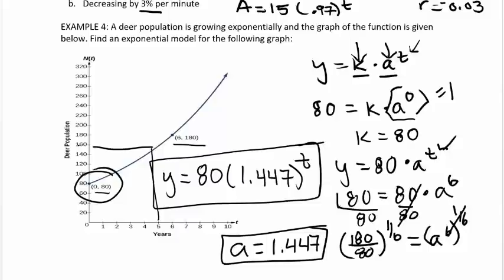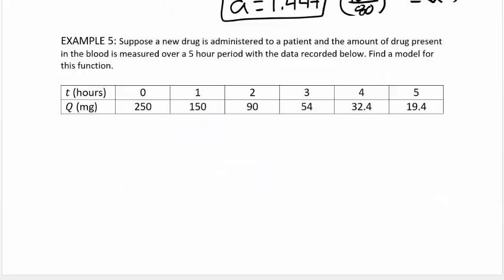Let's take a look at another example. Example 5. Suppose a new drug is administered to a patient and the amount of drug present in the blood is measured over a 5-hour period with data recorded below. Find a model for this function. Similar to our last graphing problem, I want to use the data in the table as points to try to come up with a model.